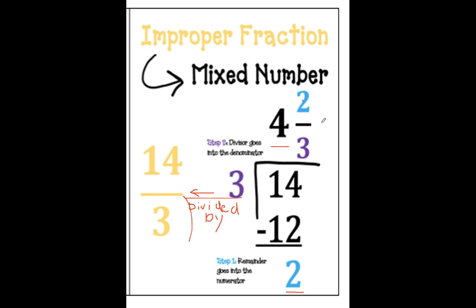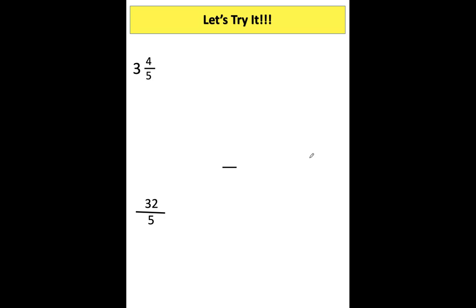Because that's my remainder, in the past we've done R2 for remainder 2. But to make a mixed number, what we do is take that remainder, 2, and put it over the divisor. And that's how I get a fraction. So it's 4 2/3. Instead of 4 remainder 2, it becomes 4 2/3. So we're going to go ahead and try it.